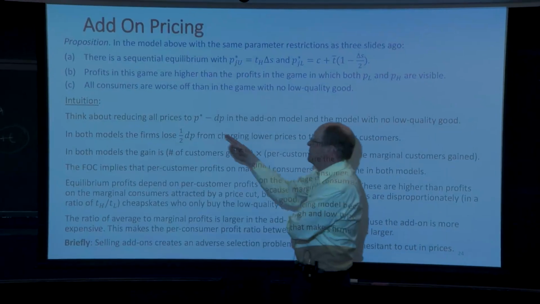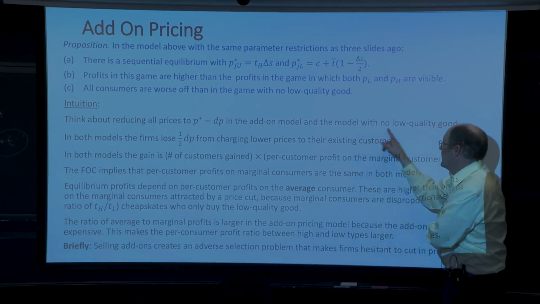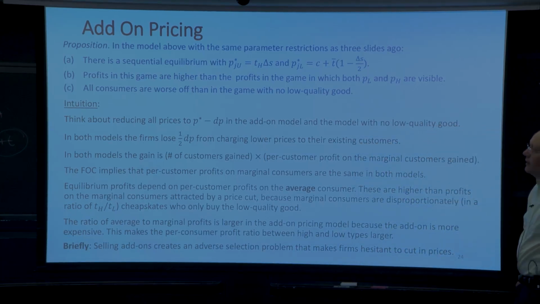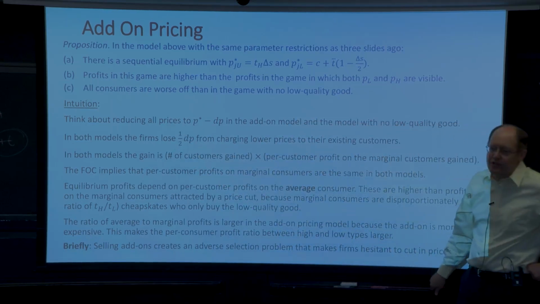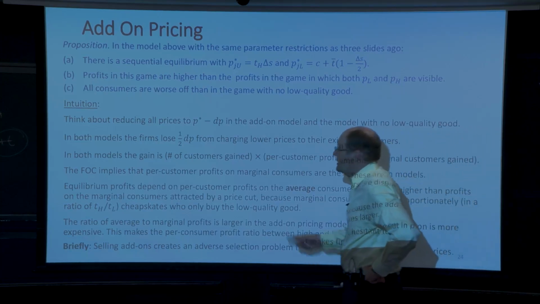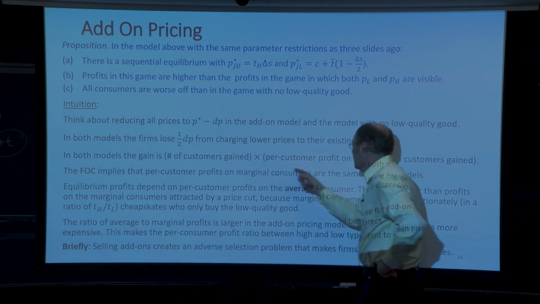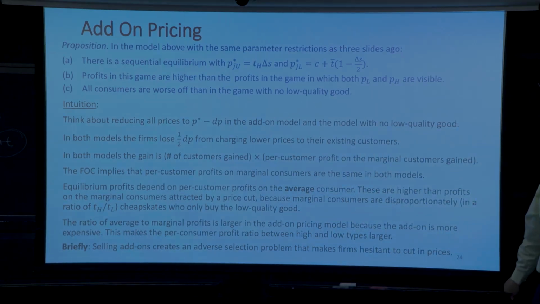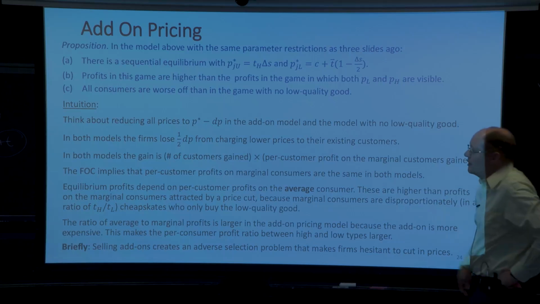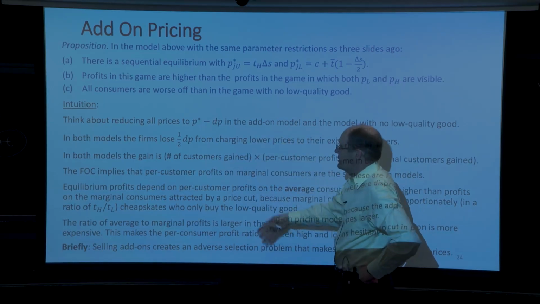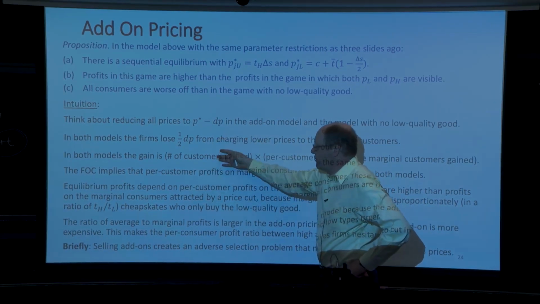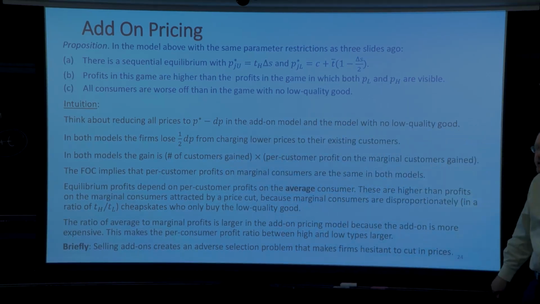Think about reducing your price to P star minus DP in the add-on model and doing the same in the model with no low quality good. In both models, what you lose from a price cut is 1/2 DP from charging the lower price to the half of the consumers you're serving. In both models, what you gain from the price cut is the number of customers gained times the per customer profit on the marginal consumer that you gain. Because in both models the first order condition requires this to equal this, and the 1/2 DP and the number of customers gained are the same in both, the per customer profit on the marginal consumer is the same in both models.